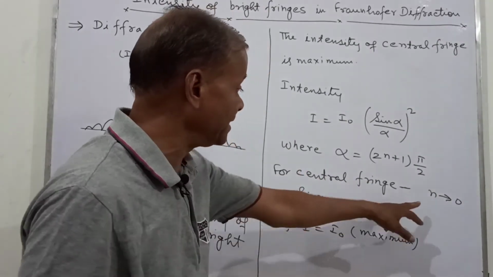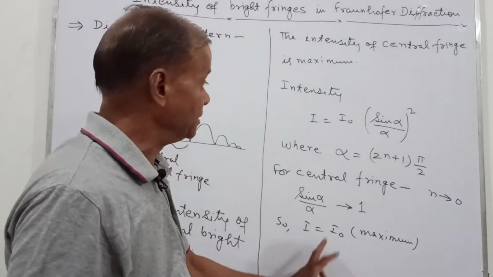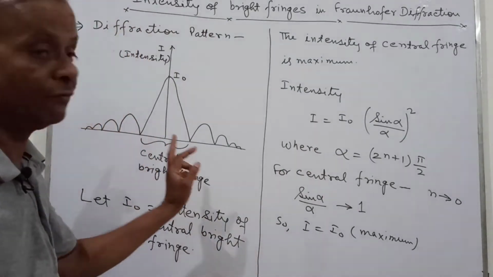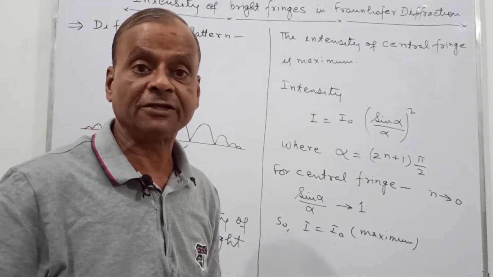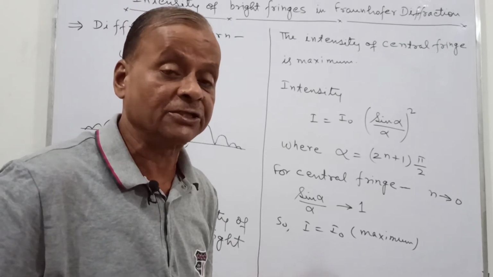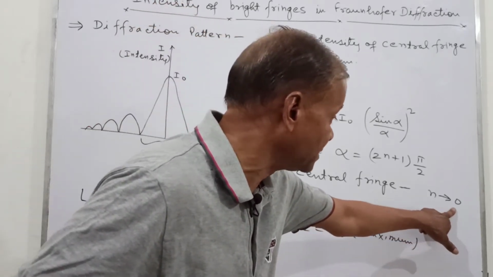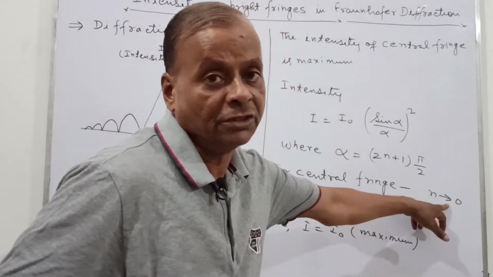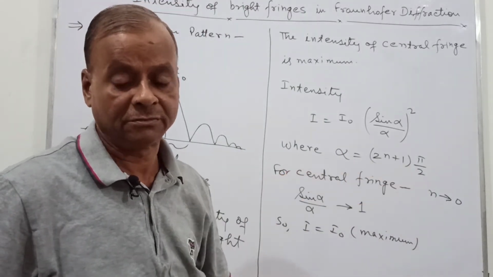So when n tends to 0, then this intensity tends to the maximum intensity. This is why the central fringe is always bright. So this is the explanation for the central fringe. And I have told you earlier that this fringe is called the zero order fringe. As I have told you, this is tending to 0. It means the central fringe is the zero order fringe.